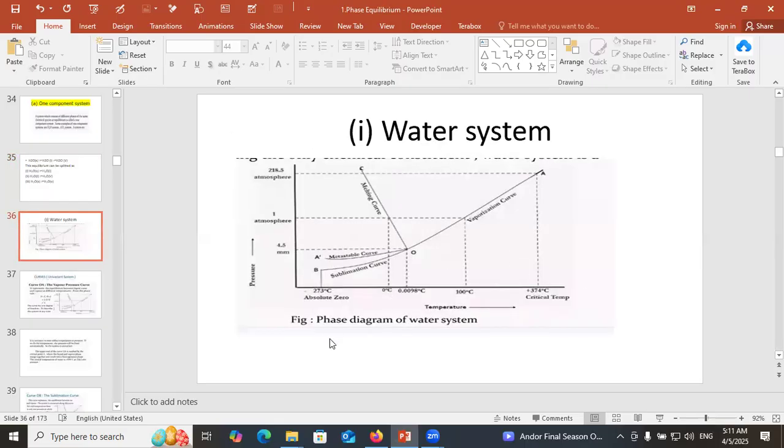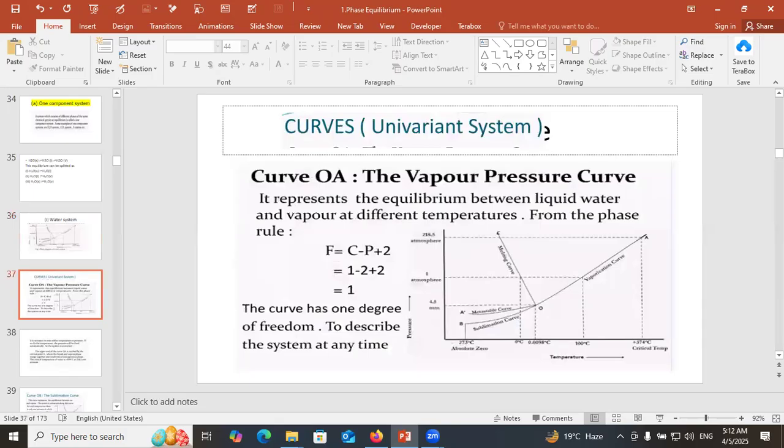Water system: vaporization curve OA, OB sublimation curve, OA dash metastable curve, OC melting curve. Curves are univariant systems. Curve OA, the vapor pressure curve, represents the equilibrium between liquid water and vapor at different temperatures.